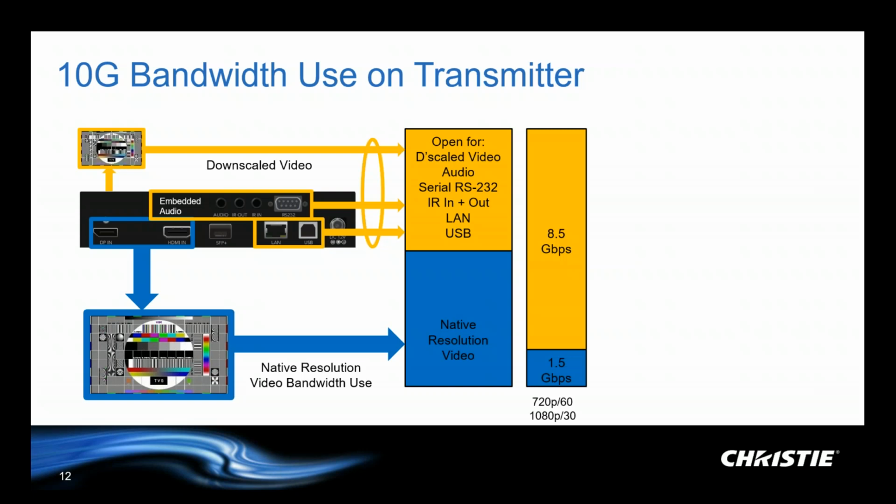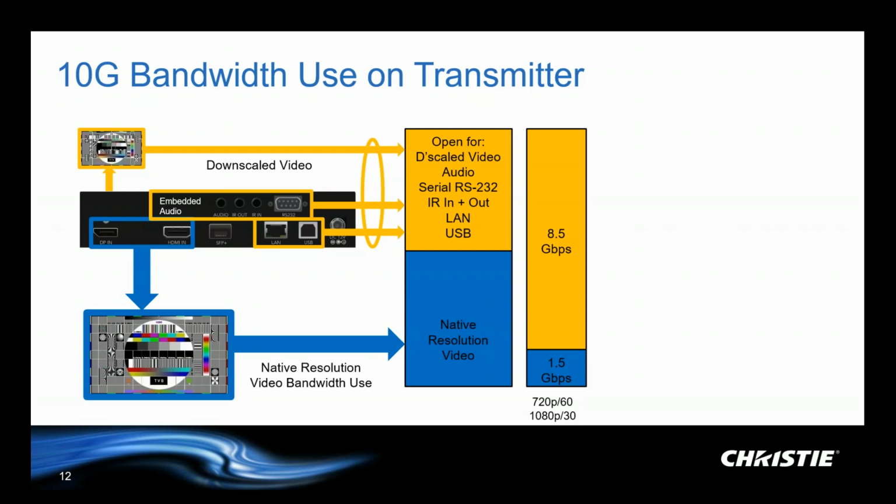So if the native resolution of the source going into the TX is like 720p at 60 or 1080p at 30, for example, it's only using up 1.5 gigabytes of bandwidth. Now this is uncompressed, there's no compression here. So uncompressed 720p at 60 will take up about 1.5 gigabytes of bandwidth on the SDVoE network. The rest of that bandwidth, 8.5 gigabytes, is available for everything else.